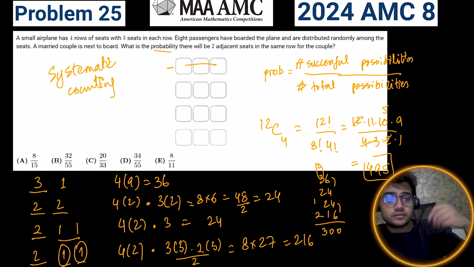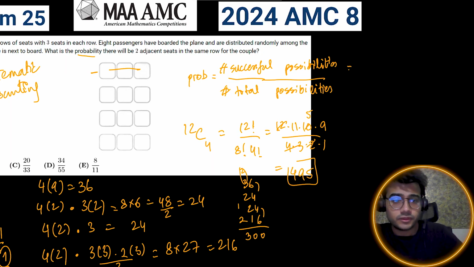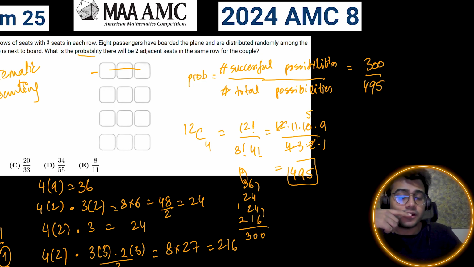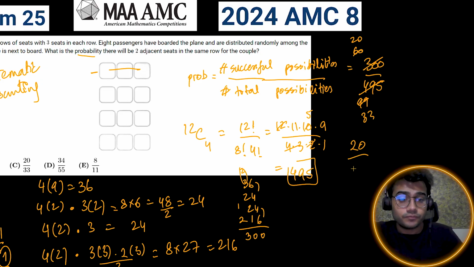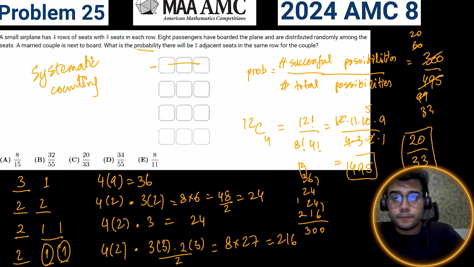So the successful number of possibilities is 300 here, and the total number of possibilities is 495. Let's simplify that now. We can divide them by 5. That's going to be 60 over 99. You can divide them by 3. That's going to be 20 over 33. And we can't divide them any further. So the final answer is going to be 20 over 33. So the answer is going to be C.